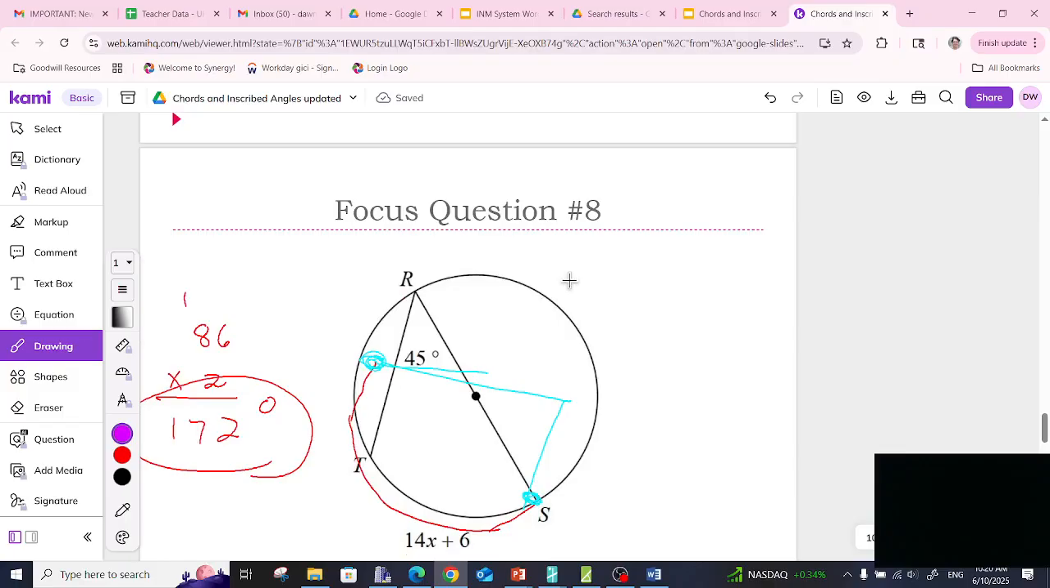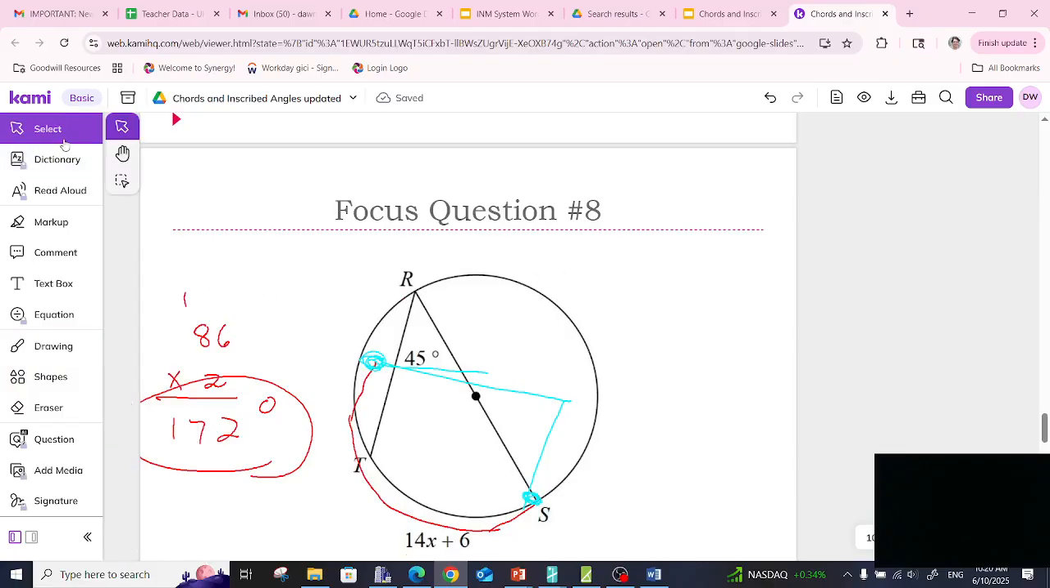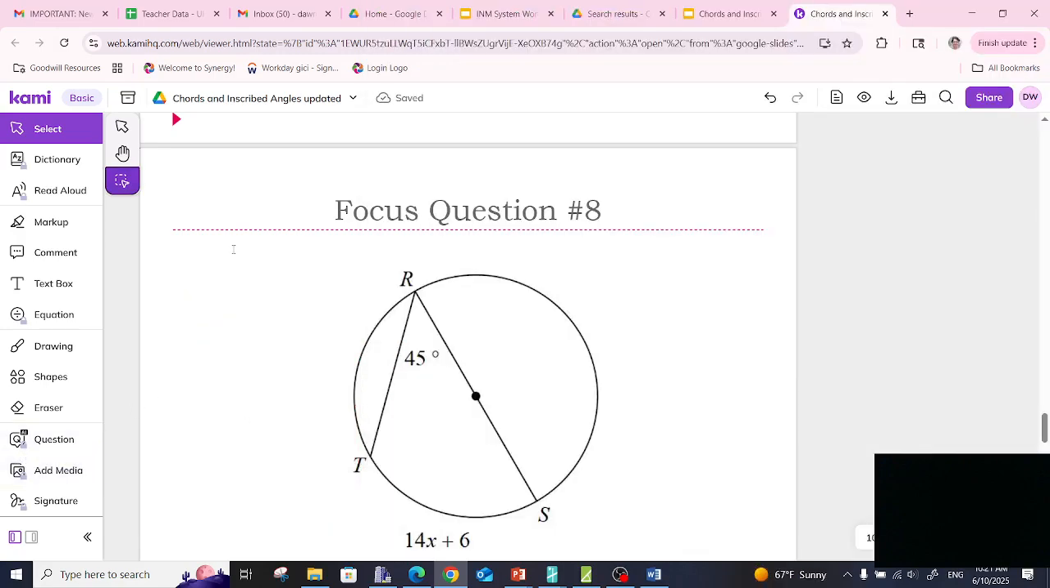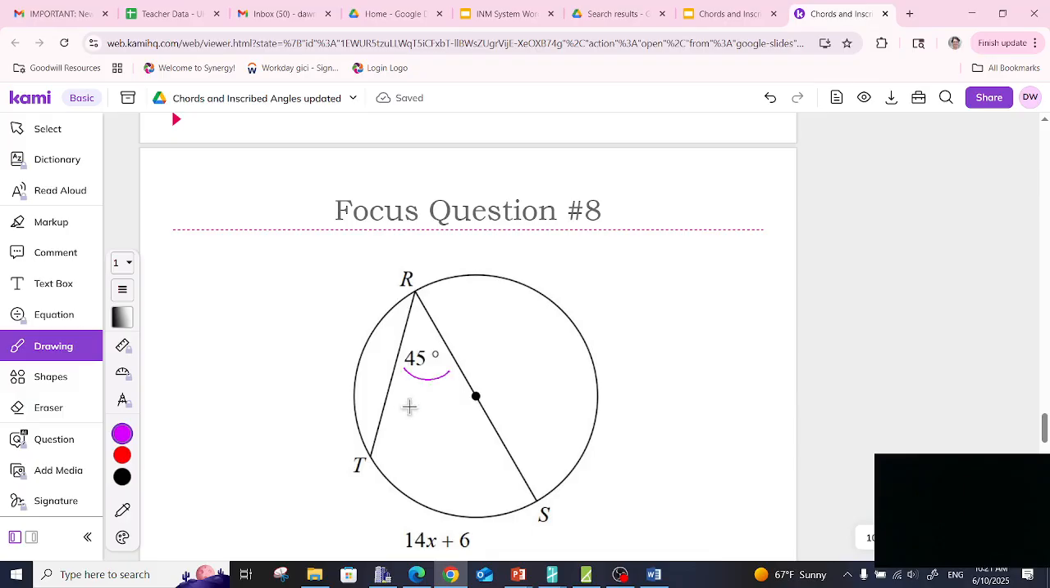Okay, let's go. Let's look at this next one. First thing you do, 45 times 2. Yeah, what is 45 times 2? It's 90. So in this case, you would just take the angle measure and multiply it by 2. That's 90. Has to equal 14x plus 6. So if I subtract 6 on each side, that's 84 is equal to 14x.